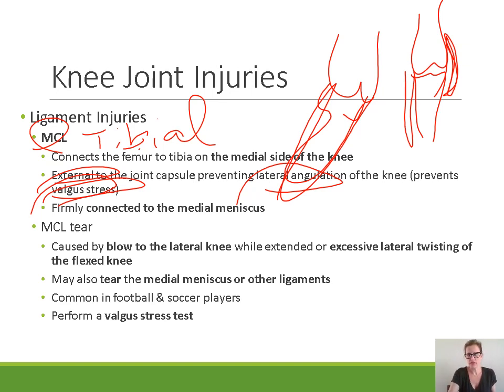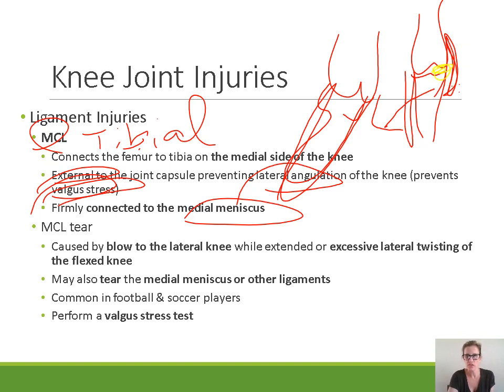Because if you pull on it, if you pull the tibia this way, you're going to be pulling on that ligament, and it only allows so much give. The medial collateral ligament is also firmly attached to the medial meniscus. The medial meniscus is the cartilage pad that's right here.